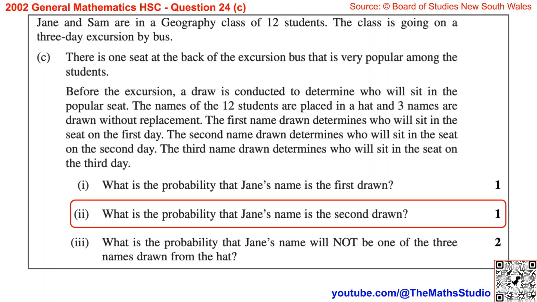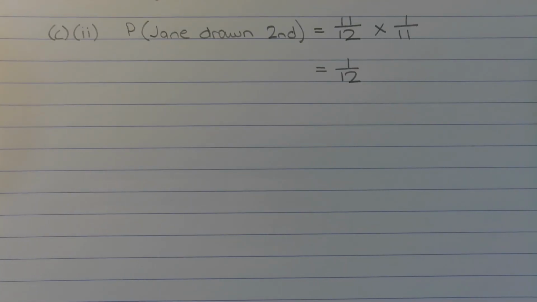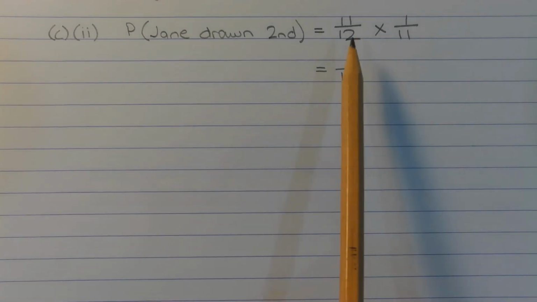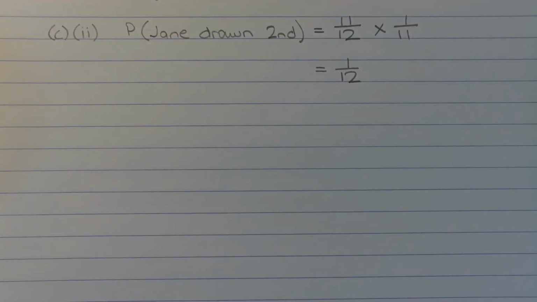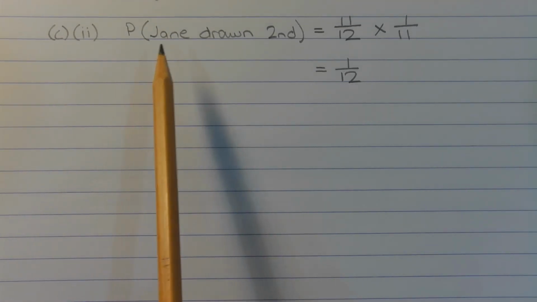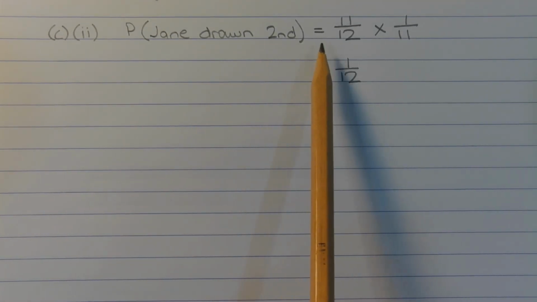Part 2. What is the probability that Jane's name is the second drawn? This is selection without replacement. So in the first draw, there are 12 names to choose from, and in the second draw, there are 11 names to choose from.